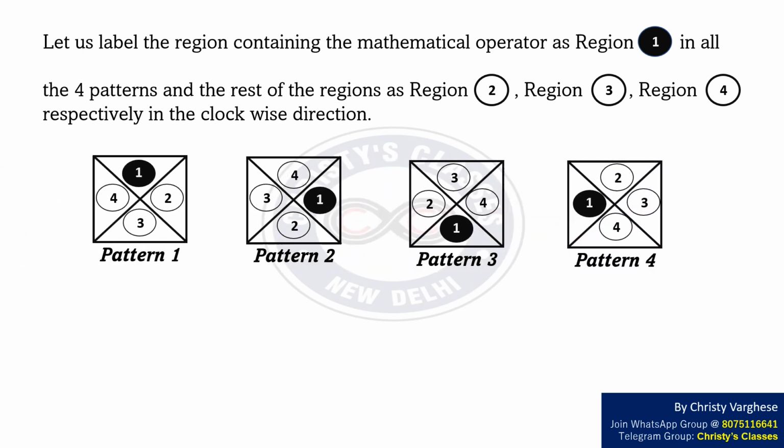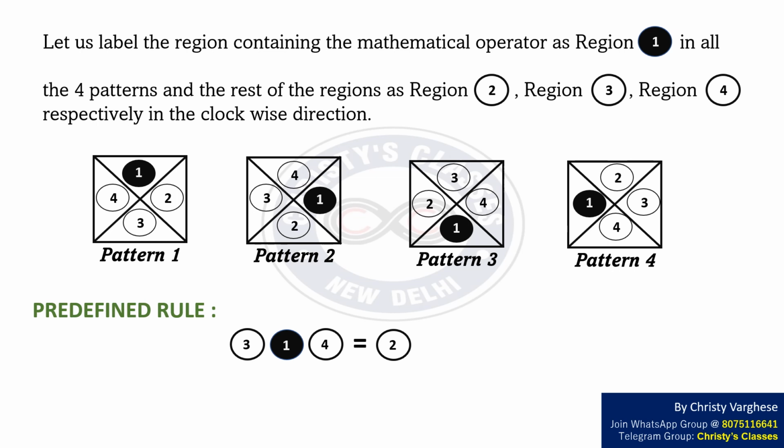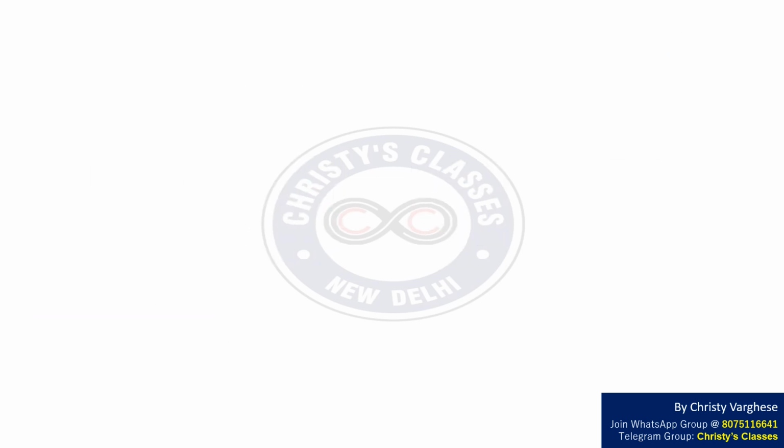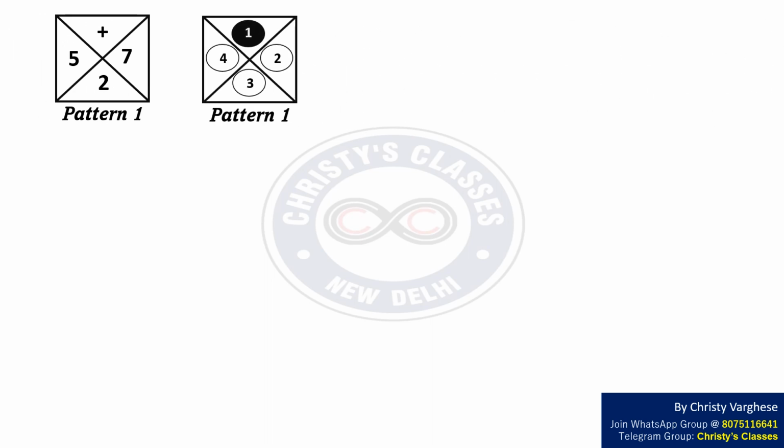Then, the predefined rule in each of the figures can be stated like this. That is, the number in region 3 operated with the mathematical operator in region 1 over the number in region 4 gives the number in region 2. Now, consider pattern 1. This is the corresponding labeling of pattern 1. Comparing with the predefined rule, we can clearly see that in pattern 1, 2 plus 5 is equal to 7.